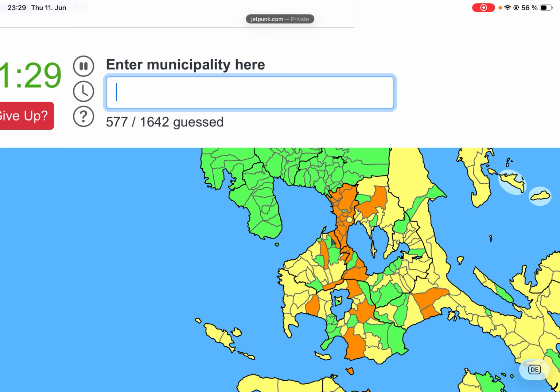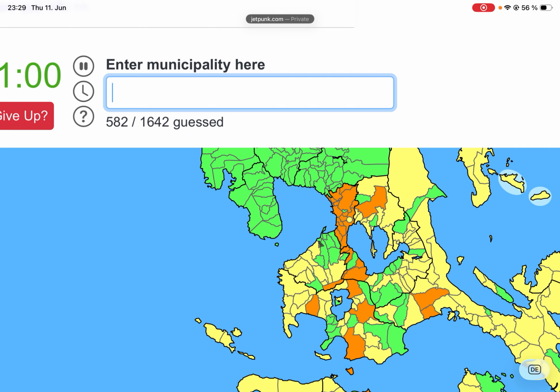And then you have these other three component cities here. You have Carmona, you have Bacoor, and General Trias. And the rest of the municipalities are called Noveleta in the north here. We have Rosario, or not Rosario, Kawit.